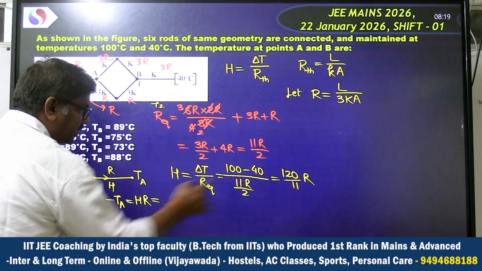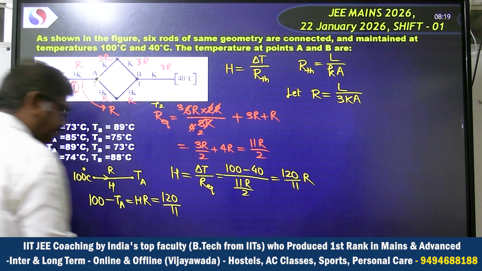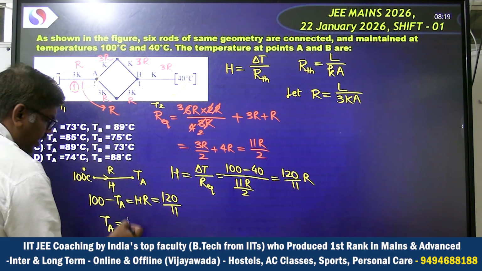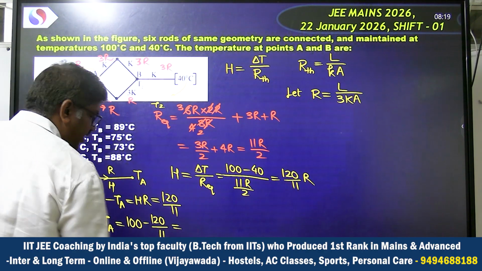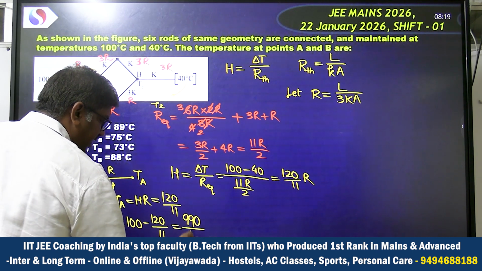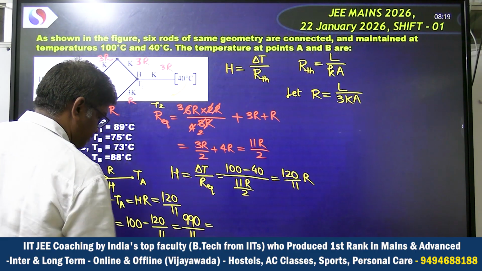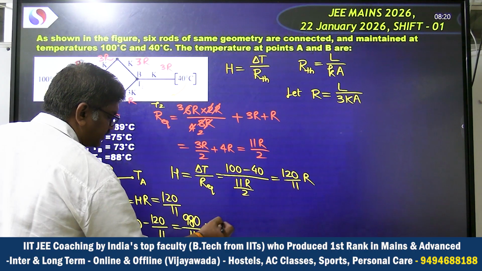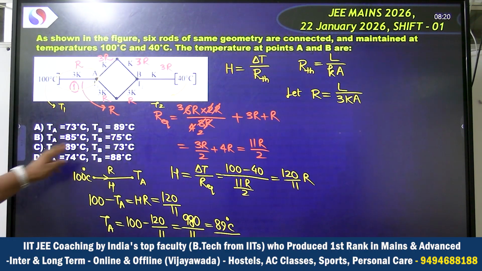Now what is the value of H? It is 120 by 11, and R cancels. And that's why TA becomes 100 minus 120 by 11, so 1100 minus 120, which is approximately 980 by 11. So 980 by 11 gives me 89 degrees centigrade. The temperature of end A is 89 degrees centigrade.